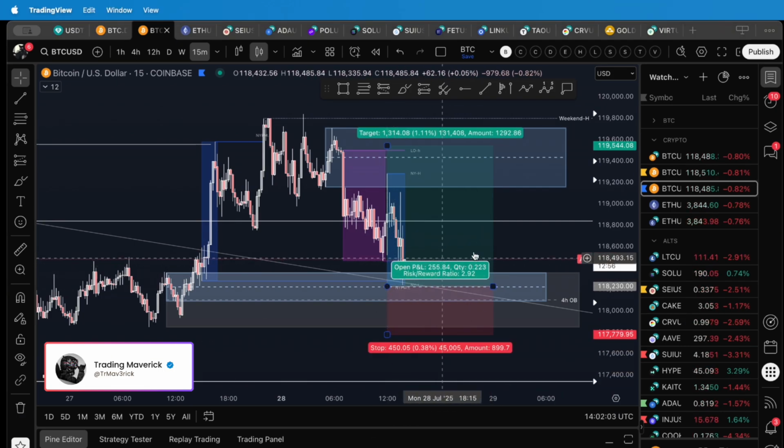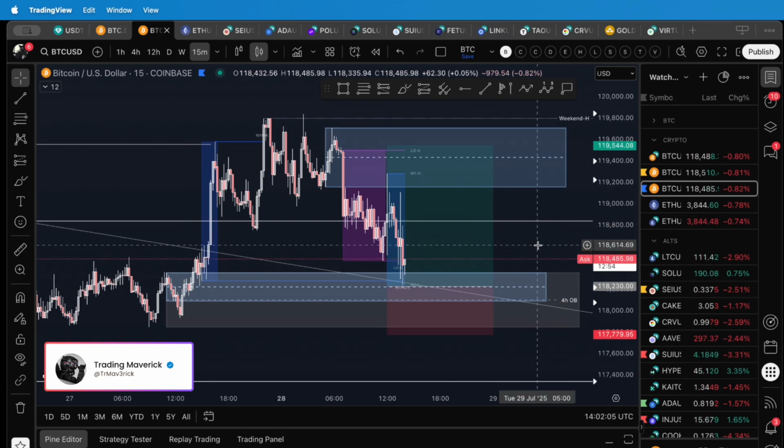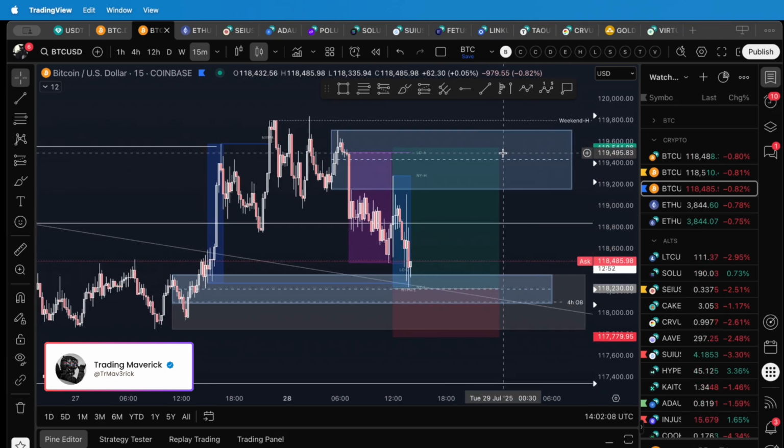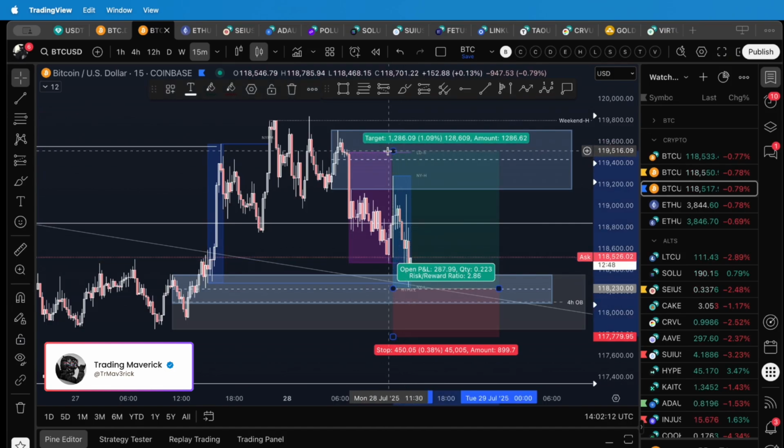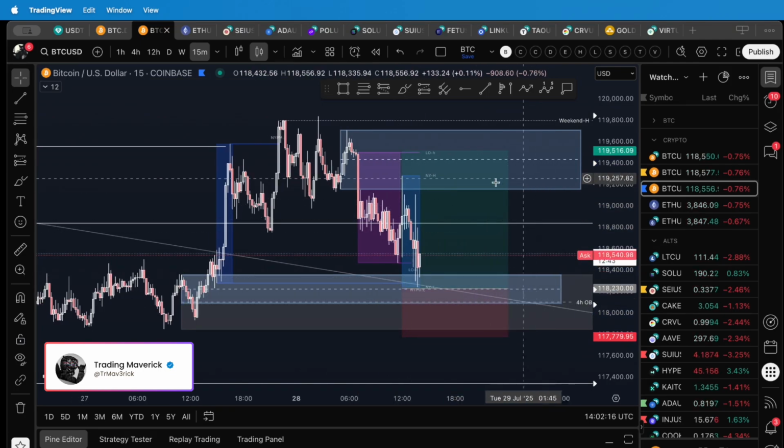Okay, BTC pumping a little bit. Let's see if we can sweep London highs. That would be a nice 2.8 hour trade on top of the swing long.